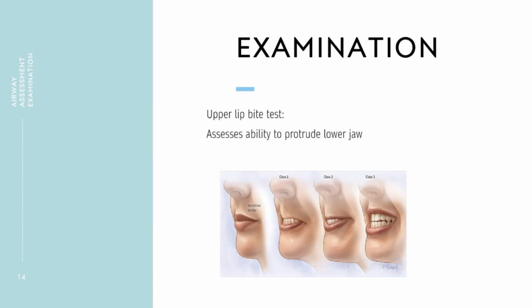Upper lip bite test. This assesses the ability to protrude the lower jaw. We ask the patient to bite the upper lip with his lower teeth. So grade 1, grade 2, and grade 3. First, grade 1 means the patient is able to bite the vermilion border of the upper lip. Grade 2, the patient's lower teeth are not able to reach the vermilion border. And grade 3 is he's not able to protrude the lower jaw beyond the upper jaw.